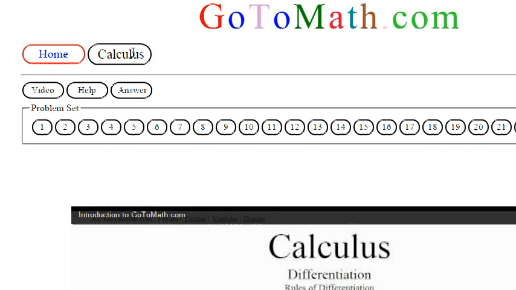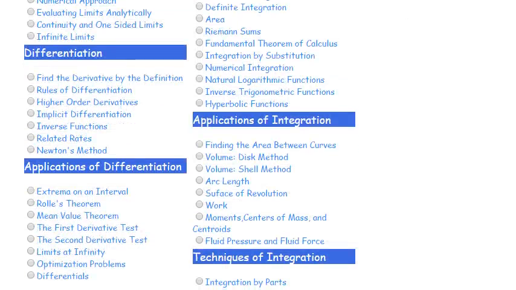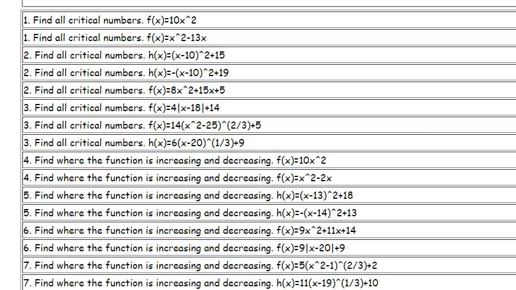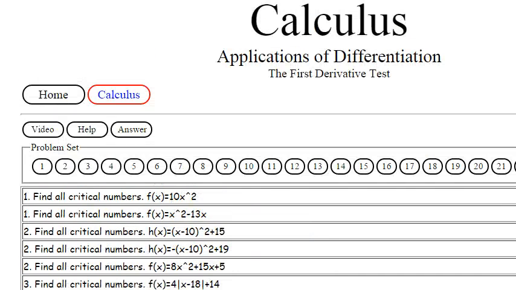Hey, we're here at GoToMath.com looking at some calculus. Let's go down to the first derivative test, and I believe we are going to be doing this one here. Whoa, what is all that? Now that's going to be written in exponential form. We're going to be looking at it in radical form here.